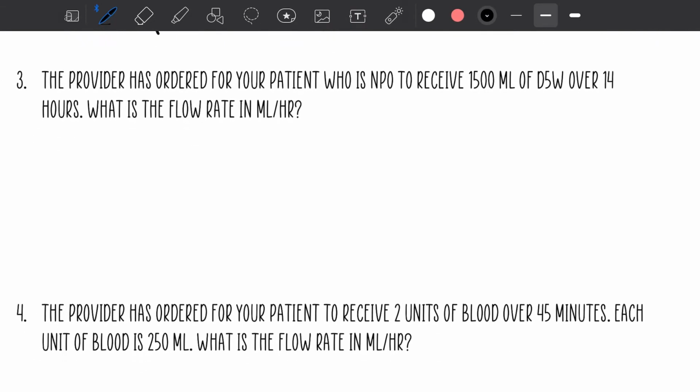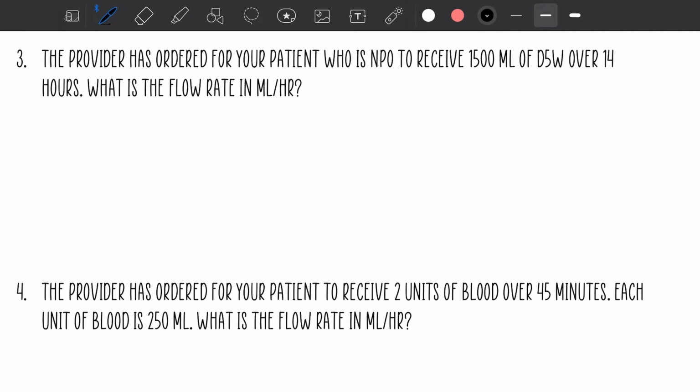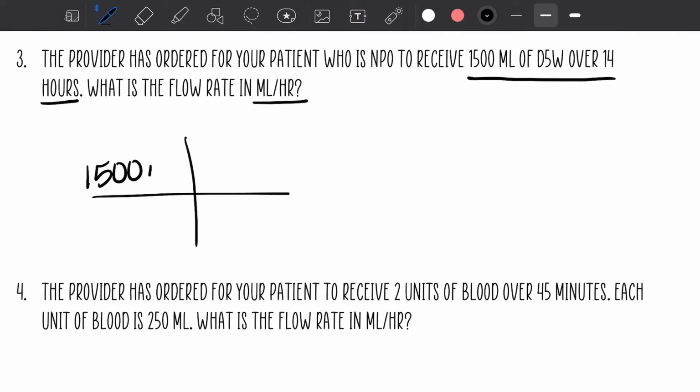All right, so now moving on to our problems that have to do with giving infusions on an IV pump. Here, our provider wants our patient who's NPO to get 1,500 milliliters of D5 over 14 hours. And we want to know what the flow rate is in milliliters per hour. So draw our dimensional analysis cross. Remember, our order goes on the left, so 1,500 milliliters over 14 hours.